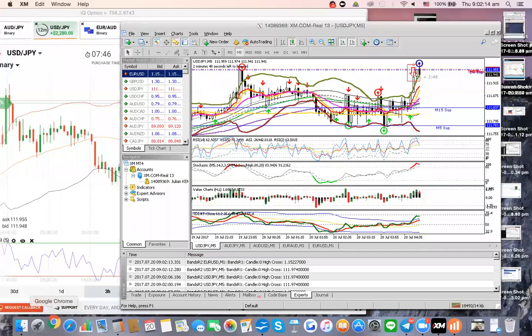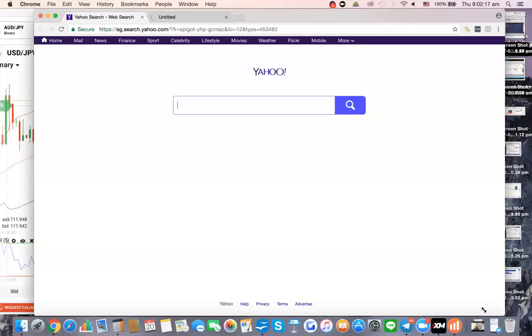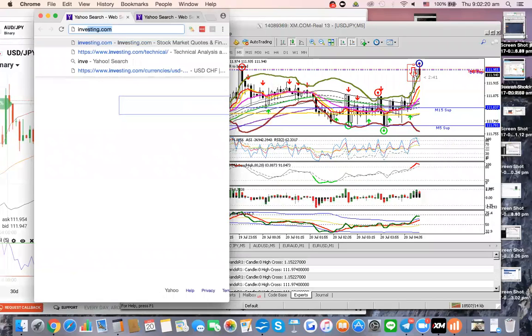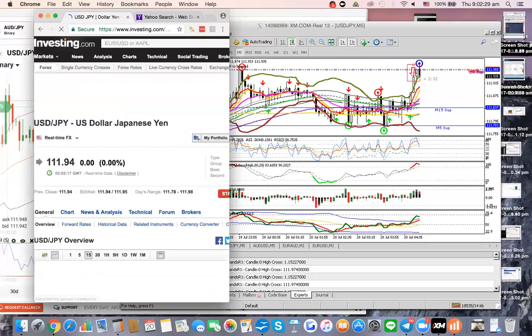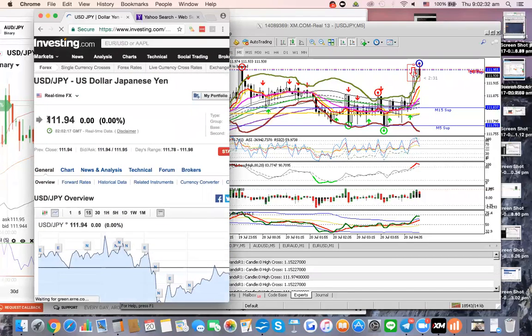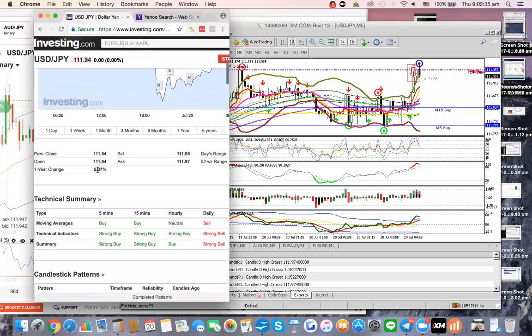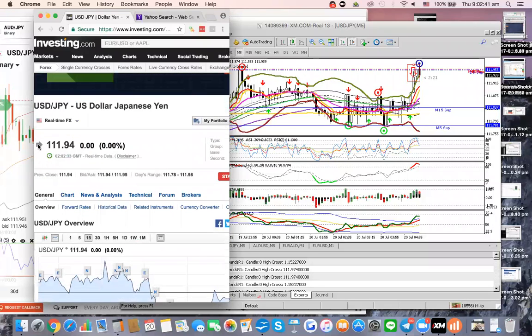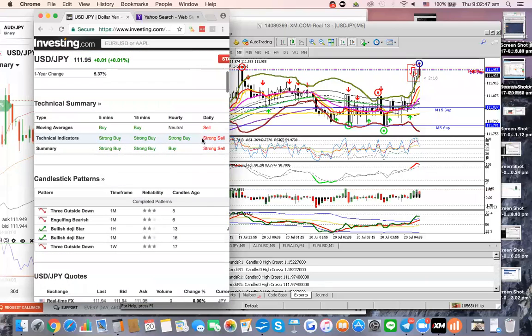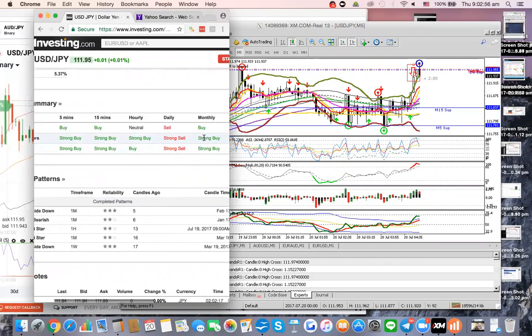All right, let's take a peek at how investing looks like. Probably sideways. Yeah, it says sideways. Currently sideways anyway. Conflicting signals. The daily is a strong sell. Low time frames are buy. But we are already in the overbought zone, so I think we should be fine with this.